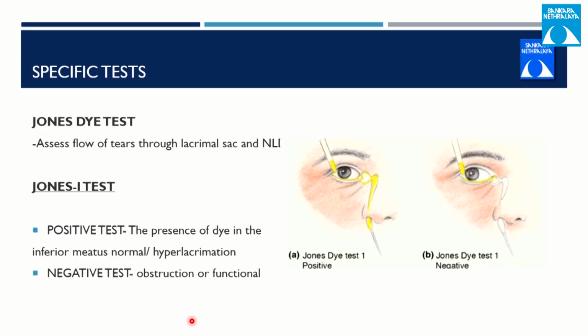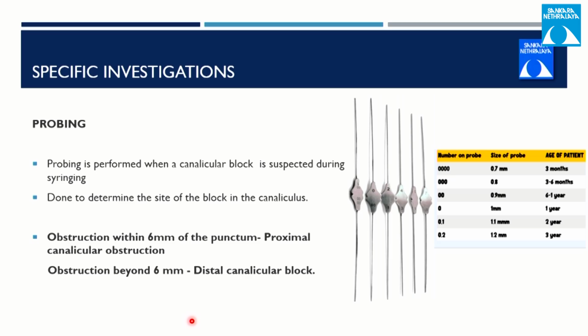Skip this, it is more academic. So probing is performed when a canalicular block is suspected during syringing, and it is also done to determine the site of the block in the canaliculus. No, probing is not done only for a canalicular block. It is to differentiate what type of block it is, not only for canalicular block. NLD block, canalicular or common canalicular block, whatever it is. Okay, so if there is an obstruction noted within 6 millimeters of the punctum, it is a proximal canalicular obstruction.